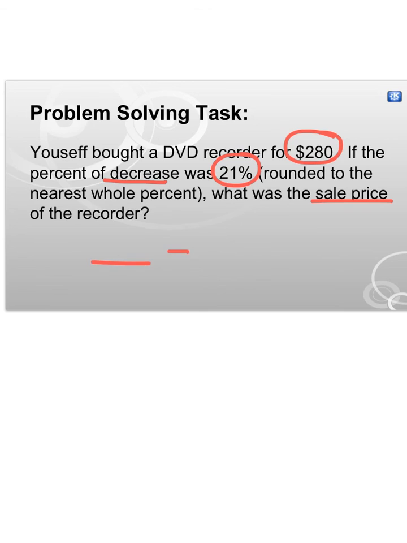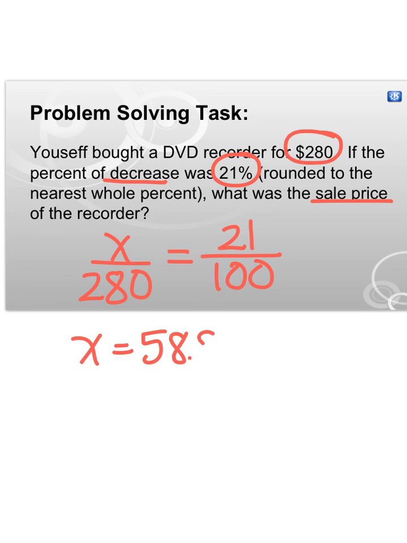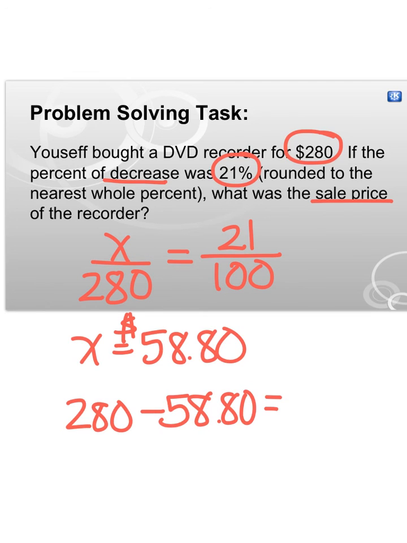All right, so let's go ahead and set up our proportion with what we know. We know 100 is going to go there. We know the percent goes here. And we know that the first price was 280. So when you multiply 280 times 21 and divide by 100, you're going to get x equals $58.80. Now notice this was a decrease. So if I take 280 that it used to be, minus the 58.80 because it's on sale, the sale price is going to be $221.20.